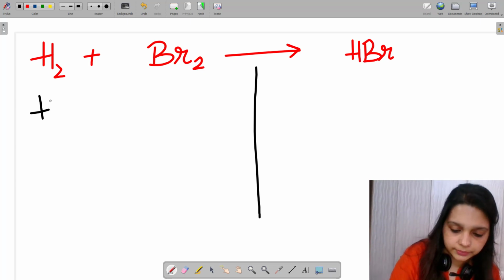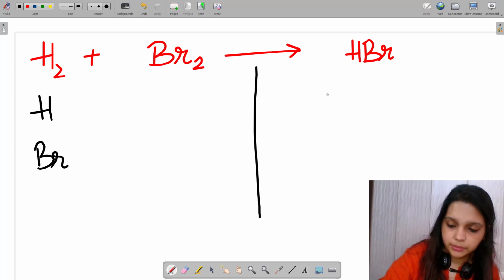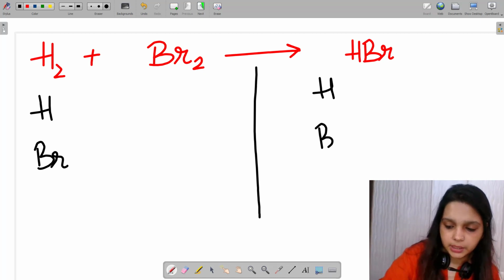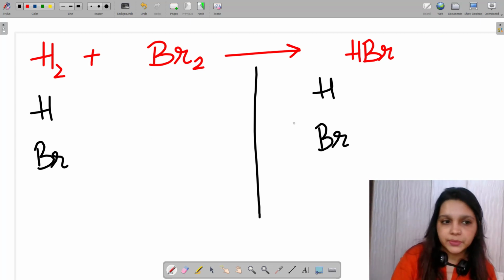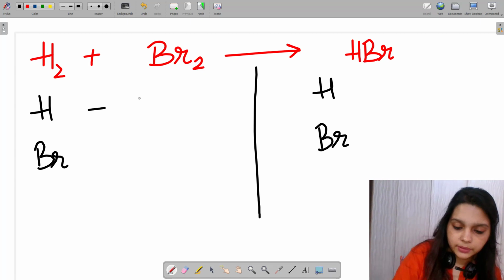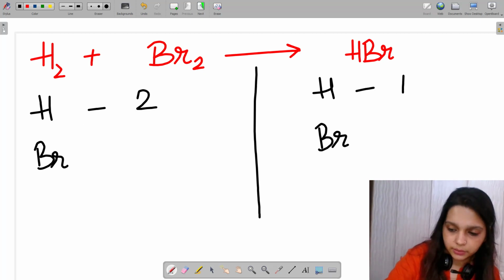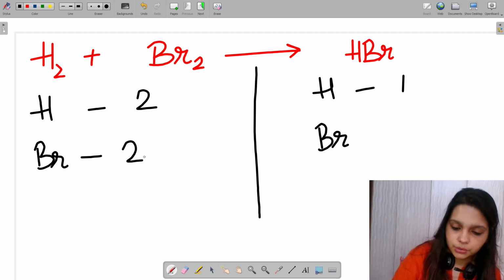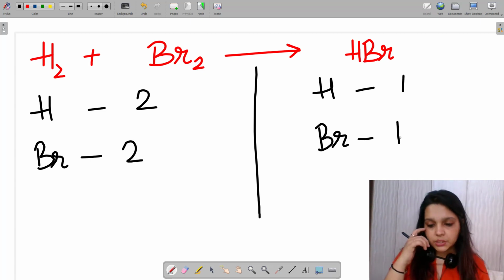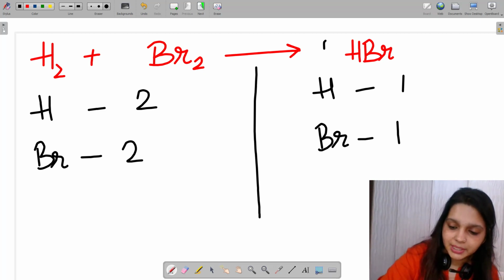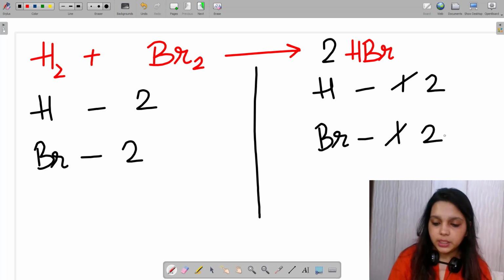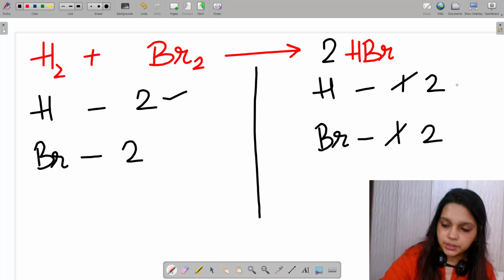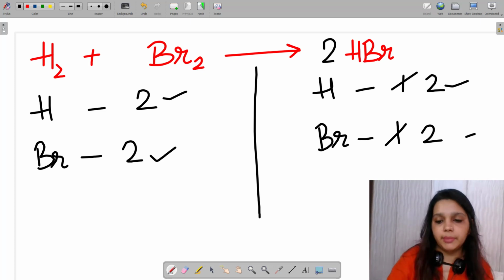We are going to write hydrogen, bromine, H and Br. Try to write it in the same line so that it makes your task a lot easier, right? So how many hydrogens do we have on the reactant side? 2, and here 1. Br again 2, Br 1. So what can I do here? I might just simply bring a 2 here, which makes my hydrogen 2 and bromine 2. So counter checking, hydrogen balanced, Br balanced.